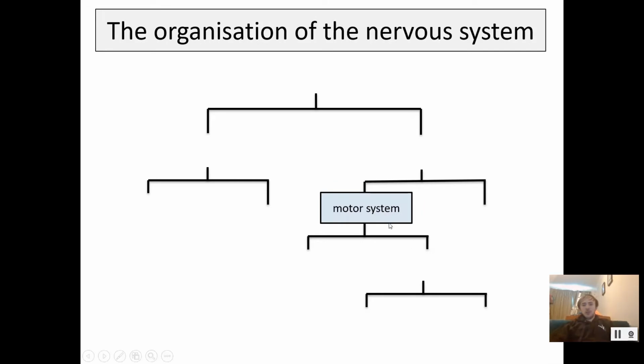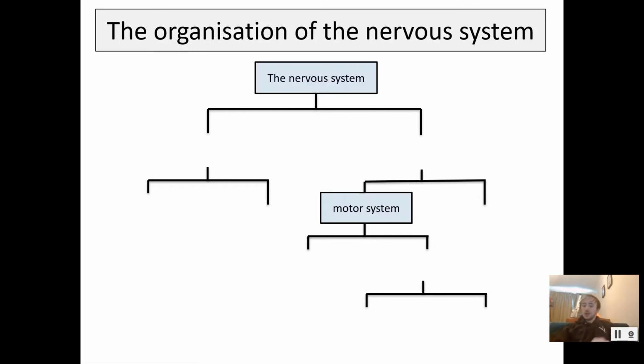Now, one of my labels has already appeared, annoyingly, and PowerPoint's going well already. The nervous system can be split into lots of different branches. There's basically lots of different kinds of neurons doing different jobs. So we've got two branches to start with.